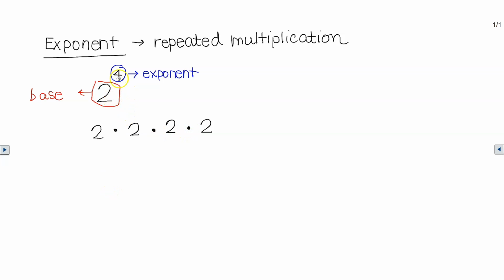So you all know that 2 to the 4th power means 2 times 2 times 2 times 2. We're going to do a repeated multiplication where 2 is going to be that repeated number, and the exponent tells me how many times it is going to be repeated.